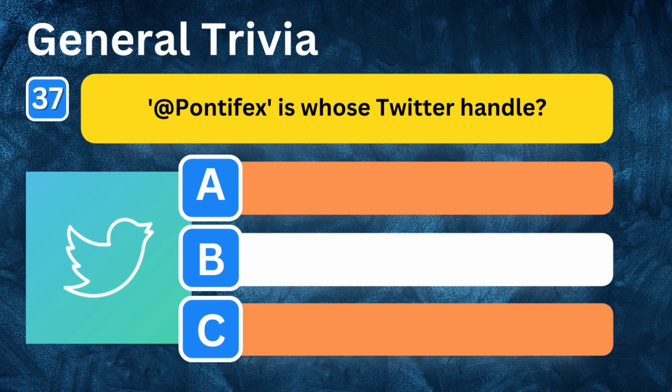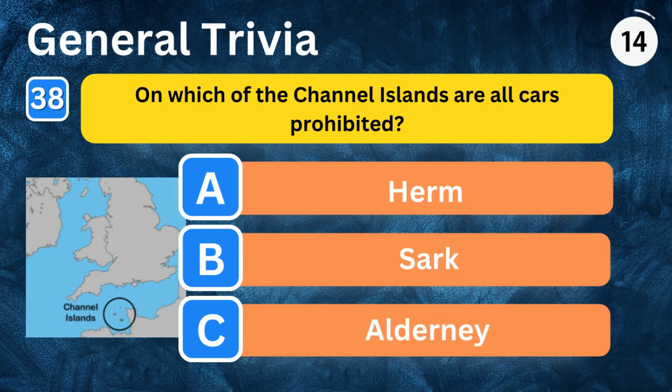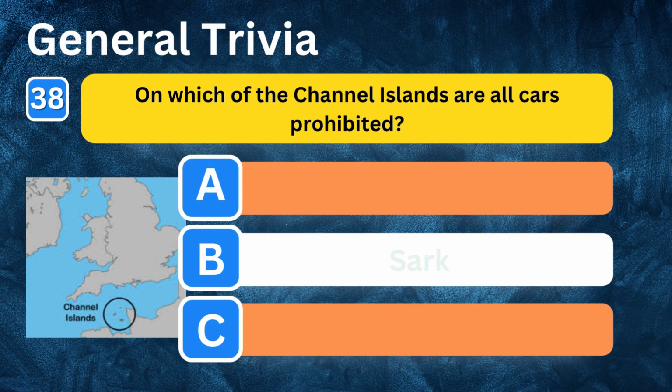Question number 38. On which of the Channel Islands are all cars prohibited? Is it Herm, Sark, or Alderney? And the answer was Sark.